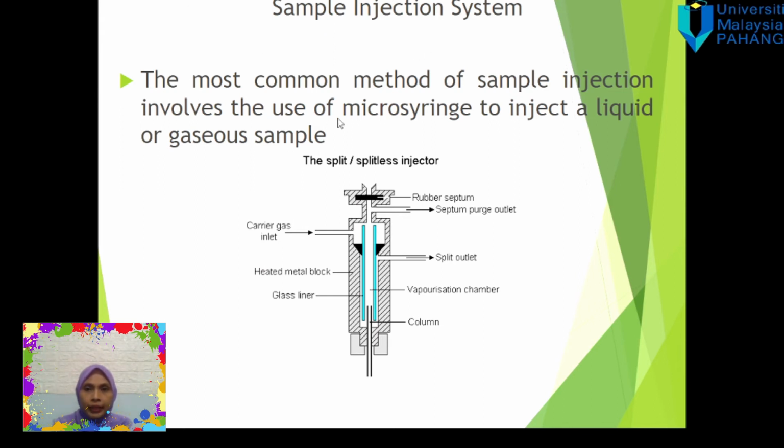The most common method for the sample injection system involves a micro syringe to inject a liquid or gas sample. Our sample injection system can be a split or splitless injector. Splitless means all your sample will be injected directly to the column. If split, only a few will be heated up as a vapor and pass through the column, and the others will be passed to the waste.